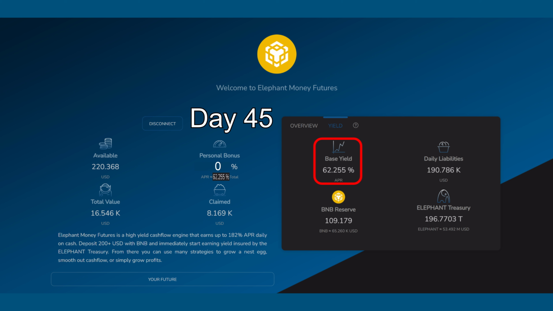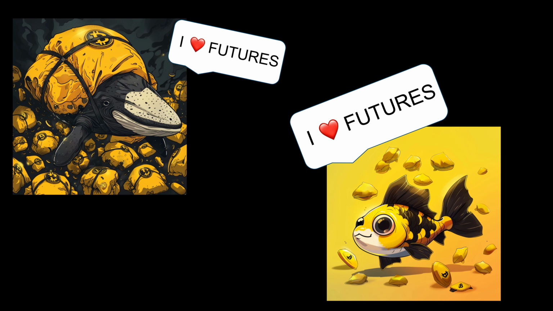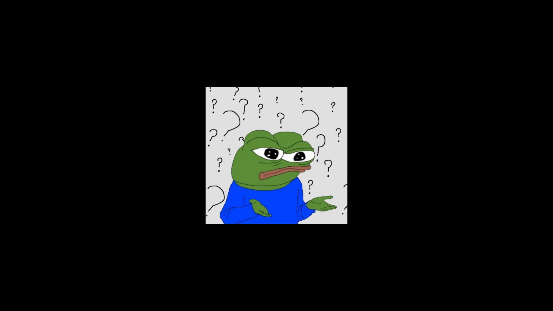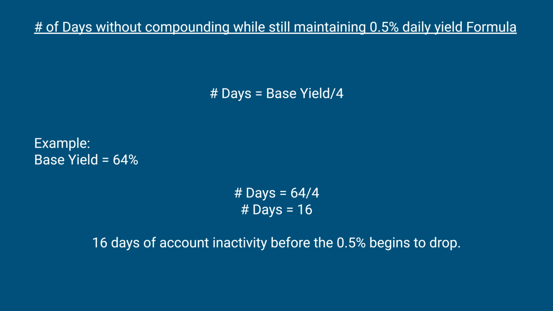What this effectively does is reward the futures users who regularly deposit while also providing the highest yield savings account for less active users. I want 0.5% and for it to never drop below. How often do I need to deposit? The number of days you can wait before completing a fresh deposit while still maintaining the 0.5% daily yield is determined by the base yield.